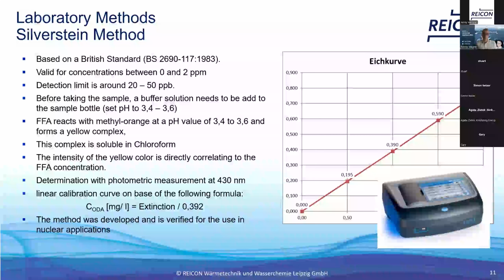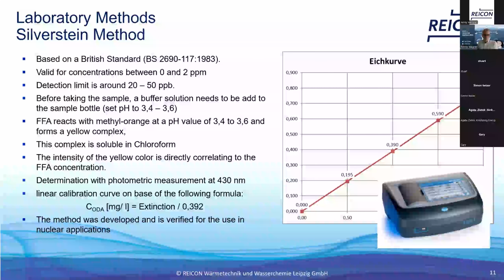Here we have a specific buffer solution which is placed first in the sample bottle to set a pH of 3.4 to 3.6, which will allow the methyl orange to form a yellow complex, which can then be extracted with the chloroform. This color has a linear behavior in the range from 0 to 2 ppm, so you can easily calculate the concentration from the measured value.